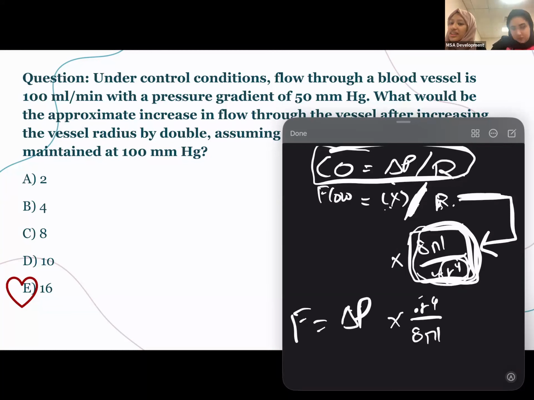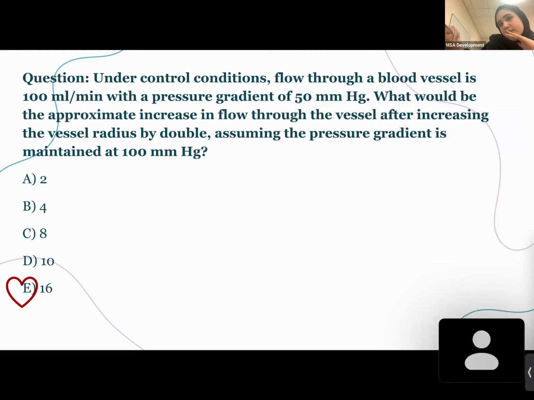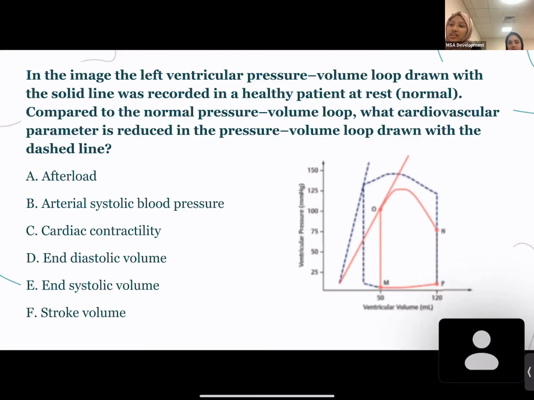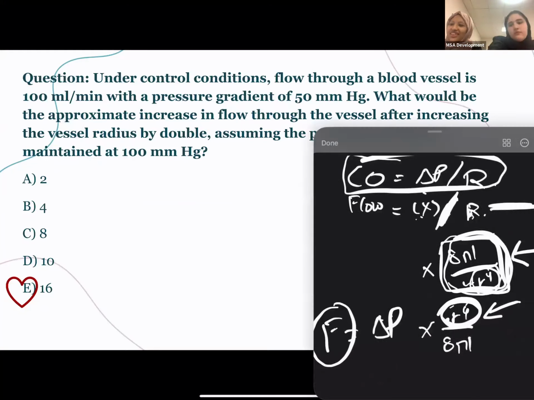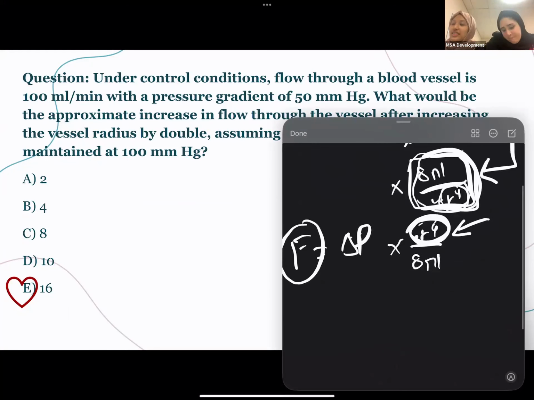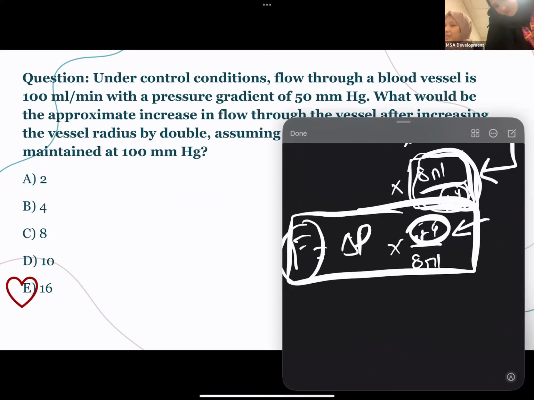So if you see from this formula, flow is directly proportional to the radius to the power of 4. Okay, I'll go over the question. So the question is, how will doubling this radius affect the flow?